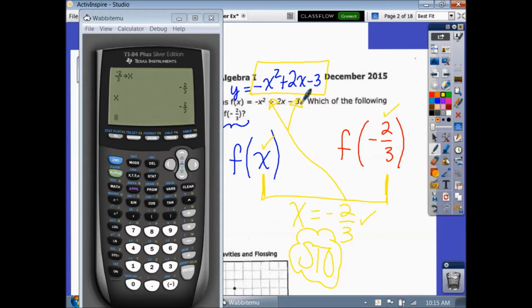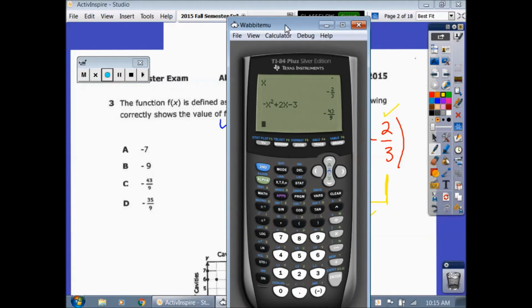So let's type in what we have in this blue part right here. Negative x squared plus 2x minus 3. And let's see what answer we come up with. If you look right here, negative 43/9, voila, there it is. It's as simple as that. Use the STO if they tell you what x is.